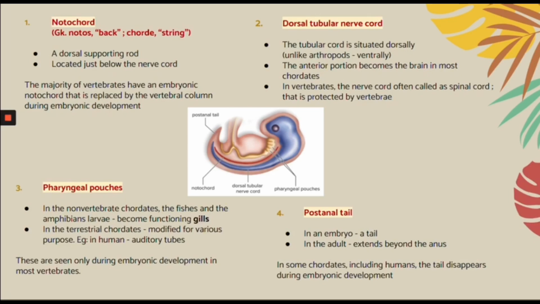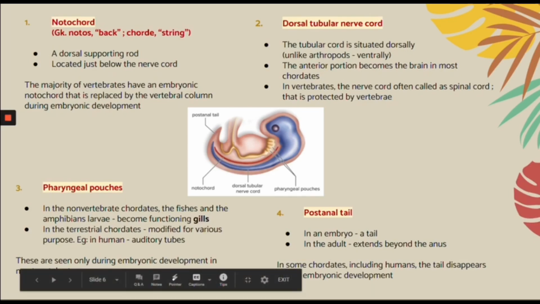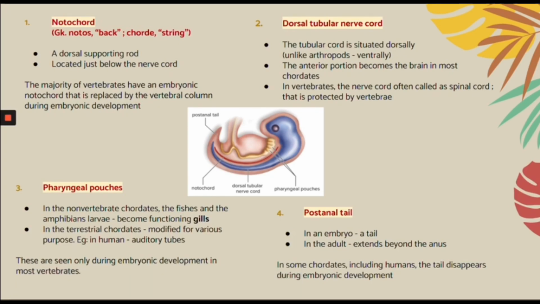As you can see in this picture, the notochord is shown in red. It's located below the nerve cord. The majority of vertebrates have an embryonic notochord that will be replaced by the vertebral column during embryonic development.